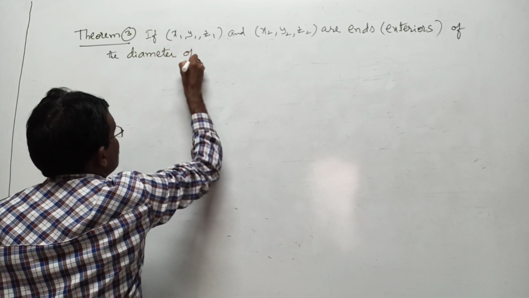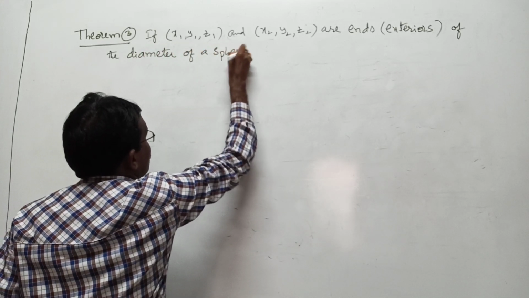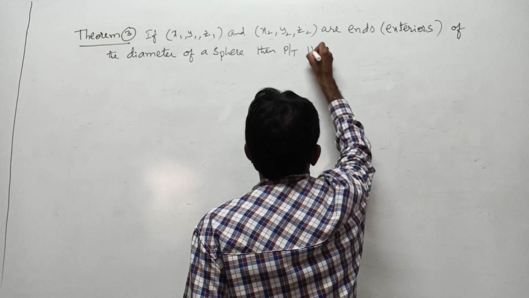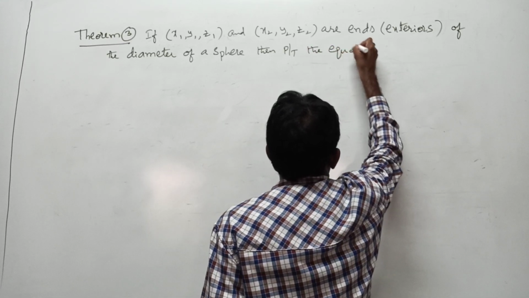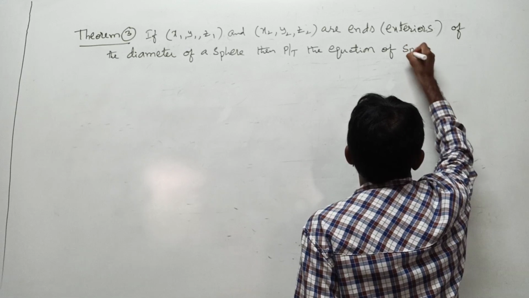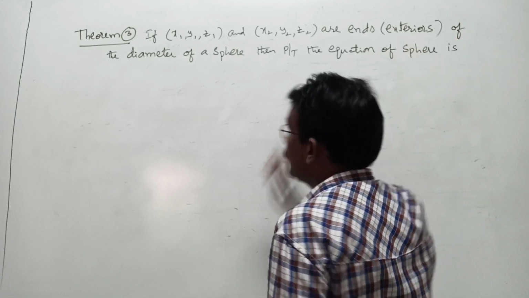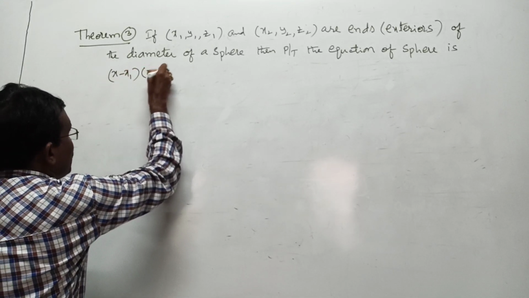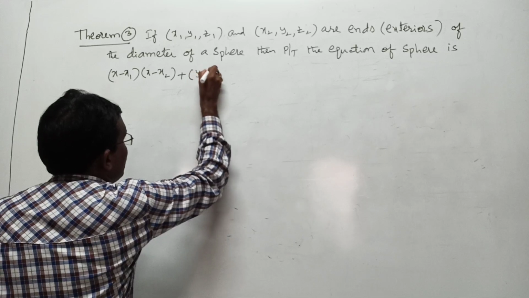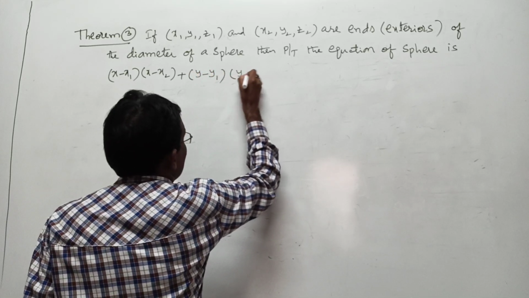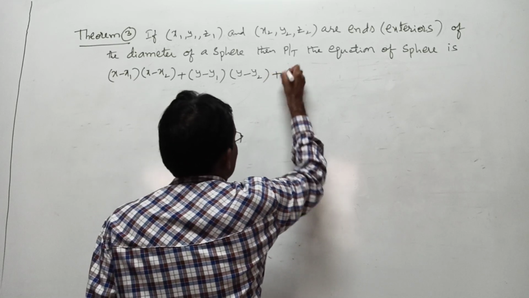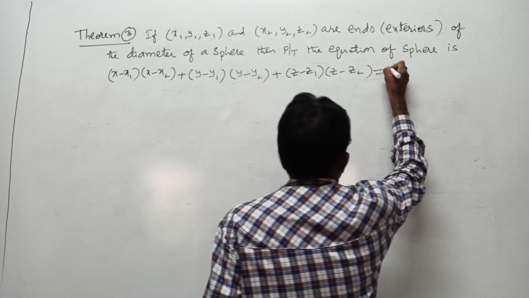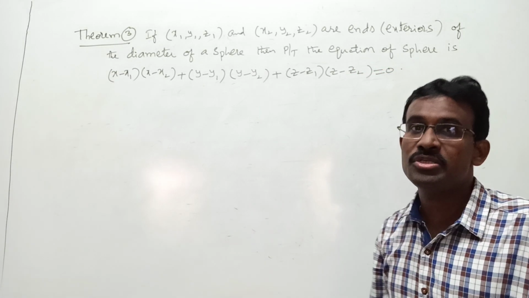then prove that the equation of a sphere is x minus x1 into x minus x2 plus y minus y1 into y minus y2 plus z minus z1 into z minus z2 equal to 0. This is your theorem number 3 statement.